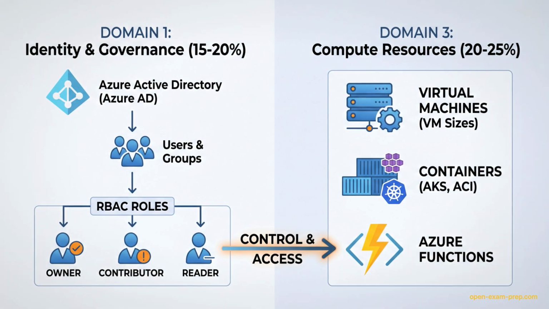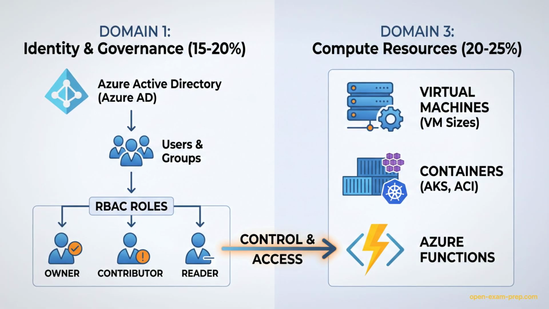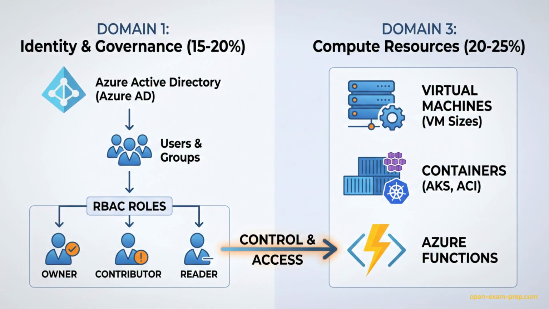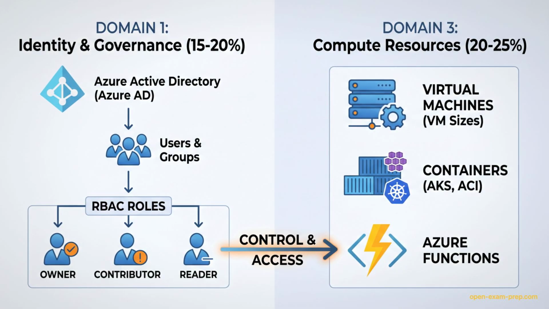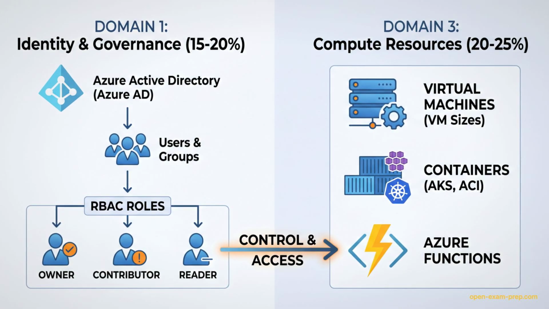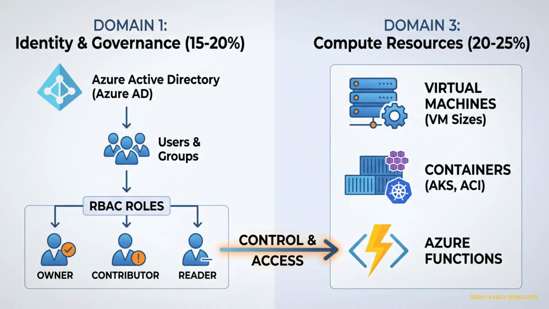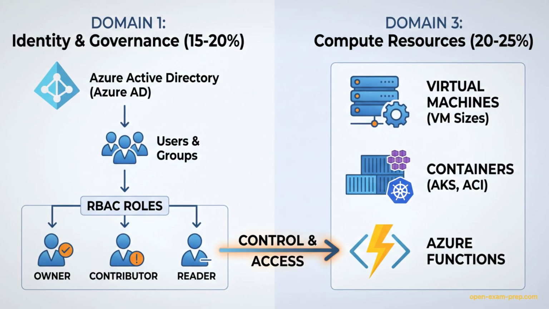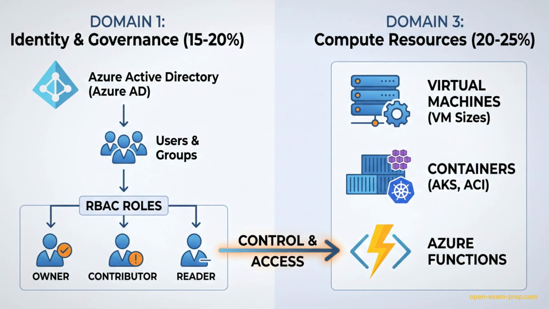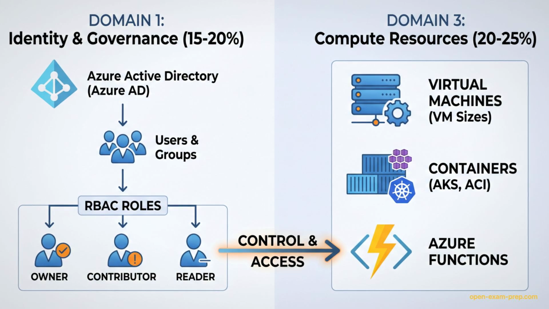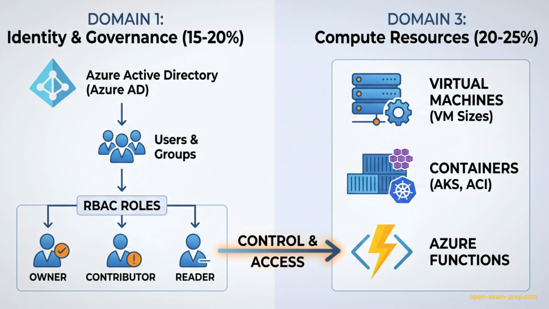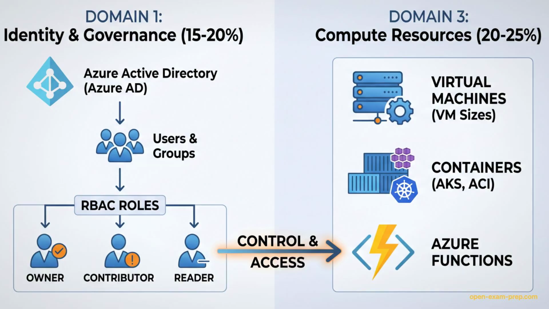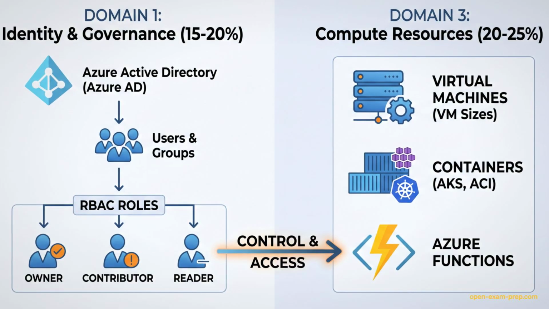Let's dive into 2 critical domains. Managing Azure Identities and Governance means mastering Azure Active Directory, from users and groups to role-based access control, or RBAC. You must know the difference between an owner and a contributor. For compute, the focus is on virtual machines, including sizes, disk types, and availability options, like availability sets and zones. You'll also need to understand serverless options like Azure Functions and container services like AKS and ACI. These are the workhorses of Azure.